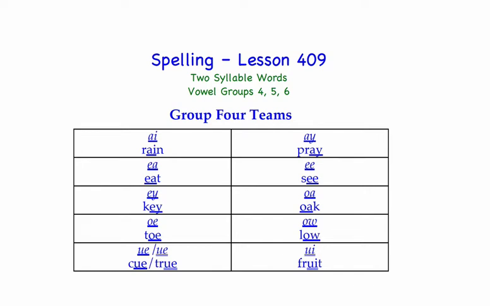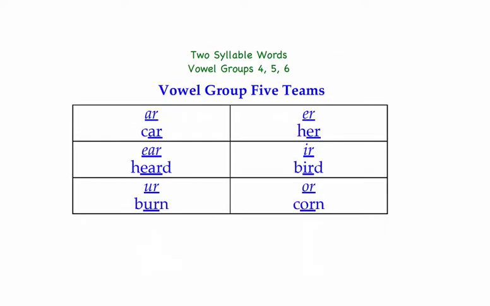It says its name. Vowel group 5 is when a vowel plus the letter R join together and form a team and make a special sound that's not long or short. AR is as in car. ER is as in her. EAR, as in herd. IR, as in bird. UR, as in burn. And OR as in corn.